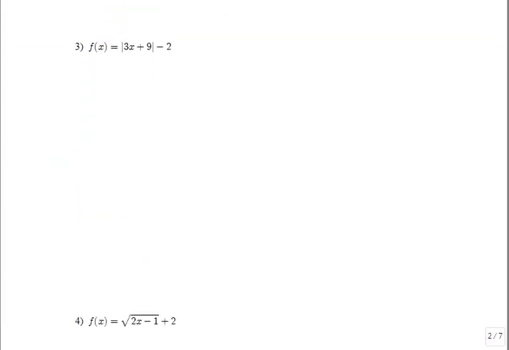Okay, let's try another example. This one's an absolute value. Now this is one where you have this 3 in front of your x. So what you want to be careful about is making sure that you factor out that 3 first before you decide what your horizontal shift is to the left or to the right. If you just look at this and you say, oh, I see a +9, that means I need to go left 9, then you're going to get this graph wrong.